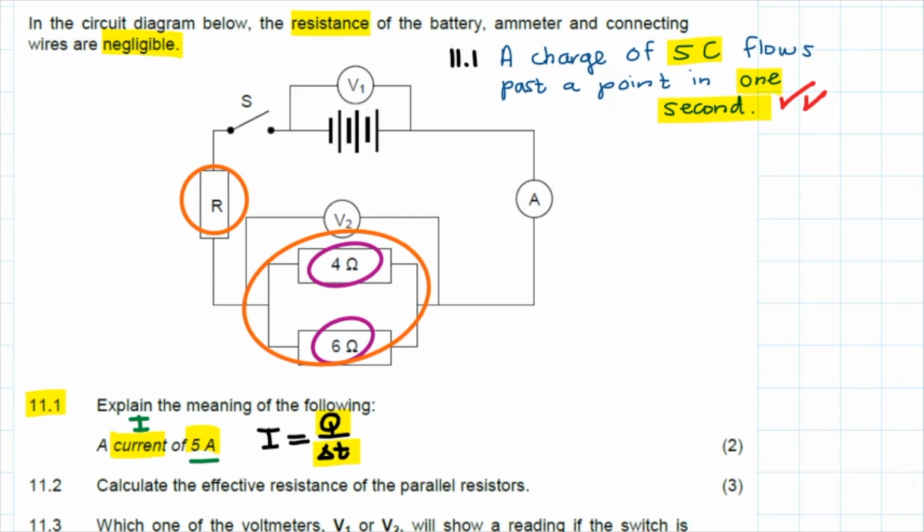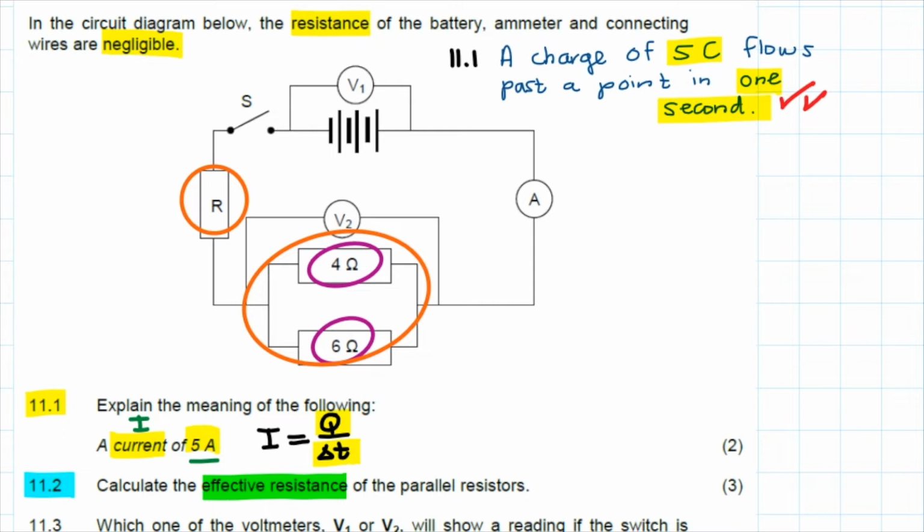Let's go on to question 11.2. It says calculate the effective resistance of the parallel resistors. Here they are specifically referring to the parallel resistors. So they do not want the resistance of the entire circuit, just part of the circuit, which is nice because that is an easier calculation than if it was the entire circuit.